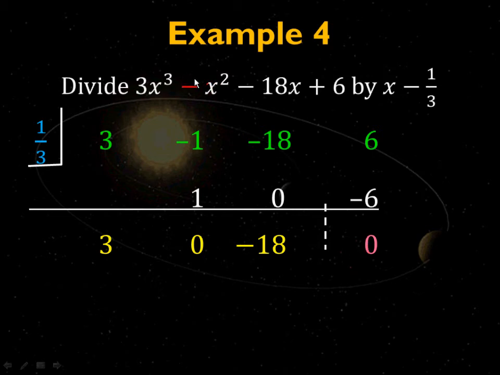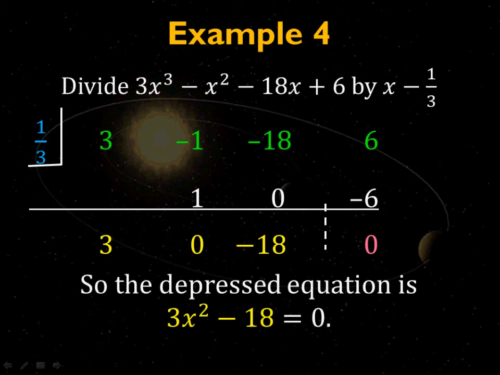Now, in the previous example, if you just wanted to find out something was a root, you could just plug it in, but then you don't get the remaining equation after you divide. So the depressed equation in this case, the equation you get after dividing this polynomial 3x cubed minus x squared minus 18x plus 6 by x minus 1/3, which you know is a factor because we were told 1/3 is a root, is 3x squared minus 18 equals 0.